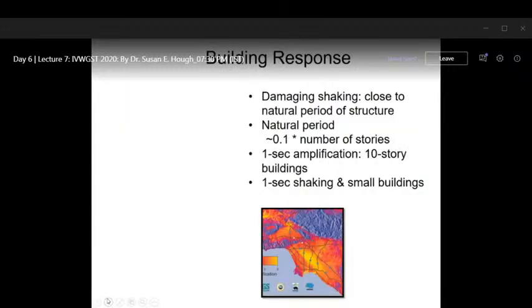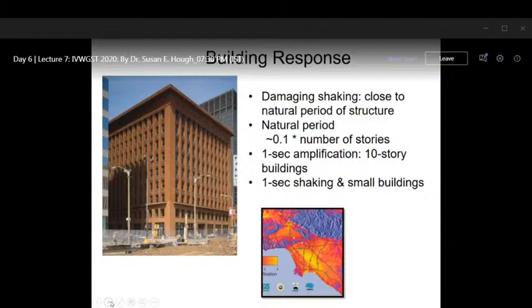So yeah, now let's talk about building response. So how does a building respond to shaking? And again, if you've had engineering seismology or engineering, this is going to be very basic. But I wanted to cover the basics.